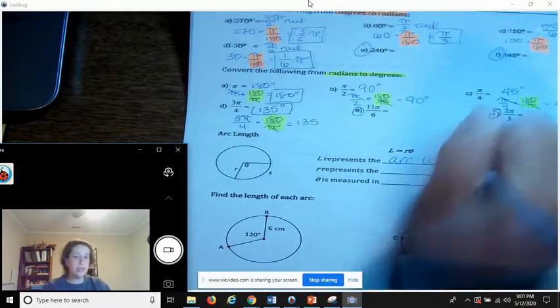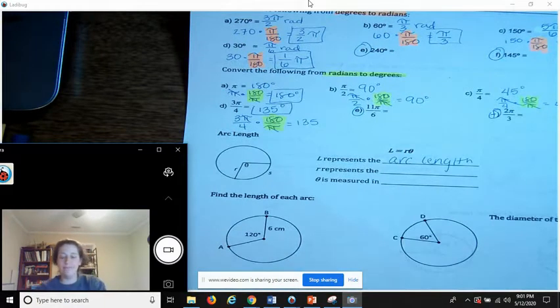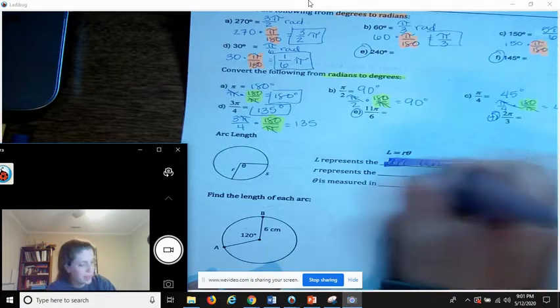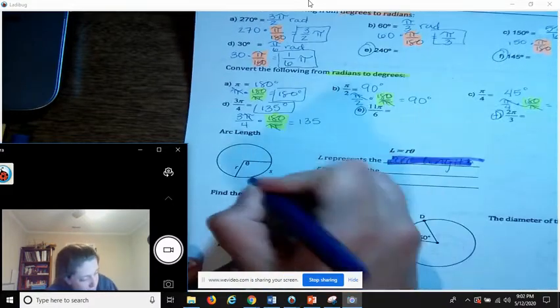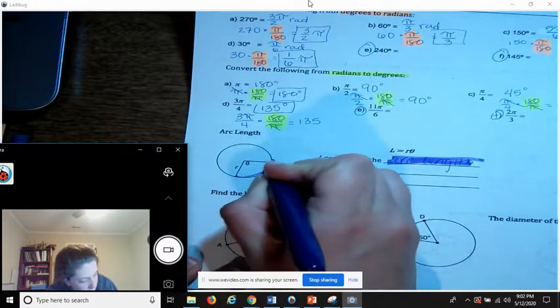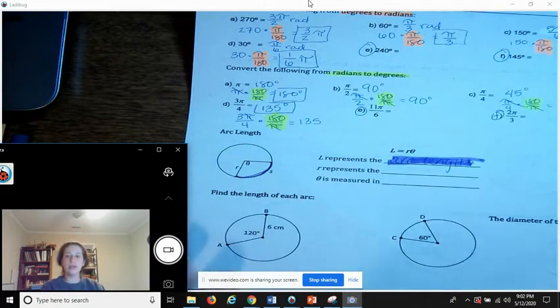I'm going to highlight this purple. Arc length is right here, and that represents this piece of the arc right here, the arc that goes along the edge of the circle.